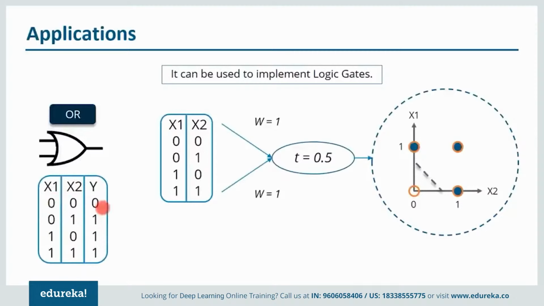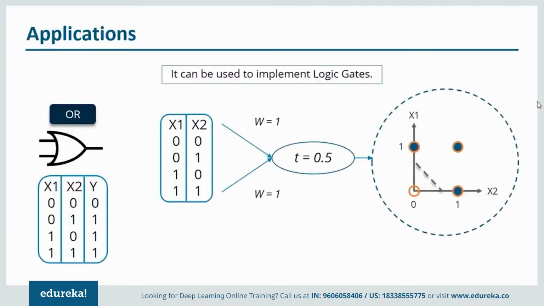So if both are 0, we get a 0. If any one of the inputs is high, or any one of the inputs is 1, we get the output as 1. So what we need to do is make sure that our weights are set in such a way that we get the same output. So how we have done that: when the value of the weight is equal to 1, and then we provide the inputs x1 and x2, after passing through this activation function, we get this sort of a graph, which is the graph for our OR gate.